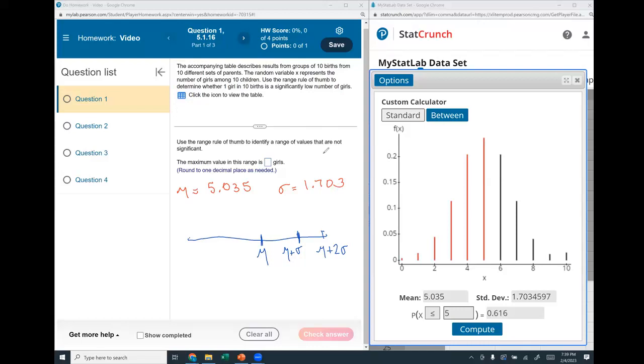And my significantly high values are going to occur from here on, right? And well, let's do that first. So I have mu, which is this number right here, is equal to 5.035 plus 2 times 1.703.